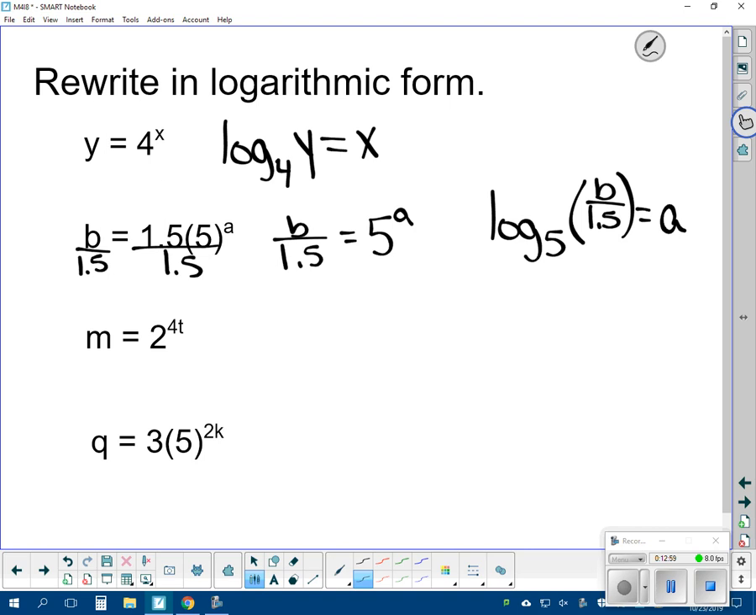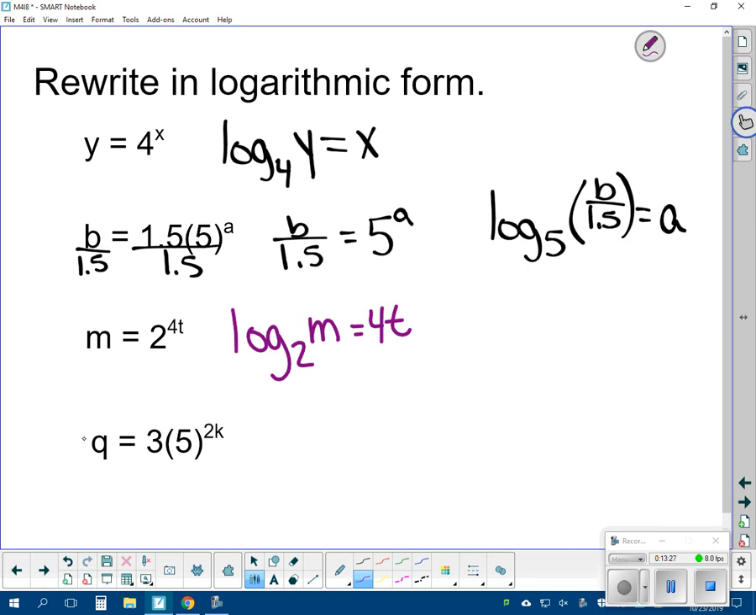Now go ahead and do that other one. So the third one is log base 2 of m equals 4t. So that's already set up. That's in the form. That is totally fine. If you were actually trying to solve for t, yes, but we don't need to do that. We're just rewriting.